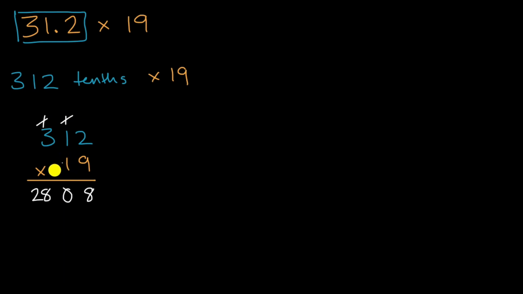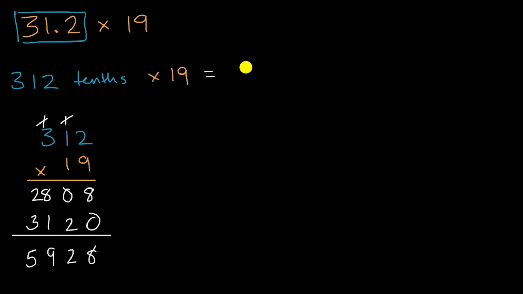And then we go to the tens place right over here. And so we would say 1 times 2 is 2, 1 times 1 is 1, 1 times 3 is 3. And then we add everything together. We get 8, 0 plus 2 is 2, 8 plus 1 is 9, 2 plus 3 is 5. So we get 5,928. Now that's not going to be the answer here. The answer is going to be 5,928 tenths.